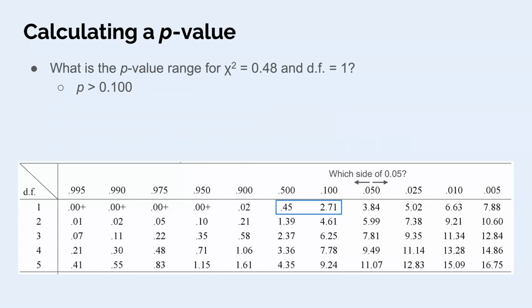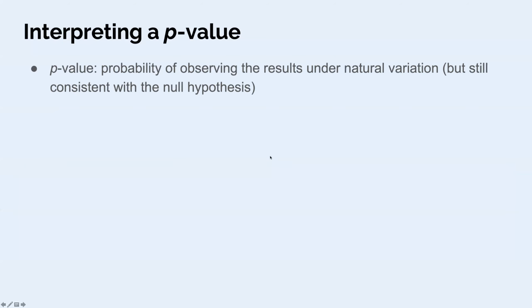So we are falling above 0.1. So you can write your number as p greater than 0.1. That's a nice way to summarize this value. So we don't know exactly what it is, but we know it's greater than 0.1, and we know that 0.1 is greater than 0.05. So that'll lead us to interpret our results in a different way.